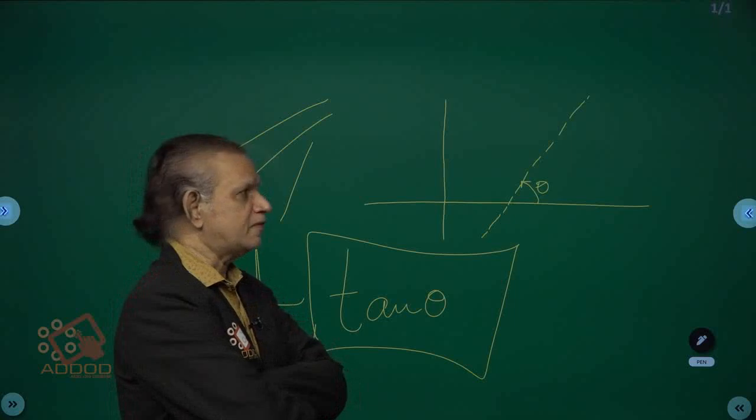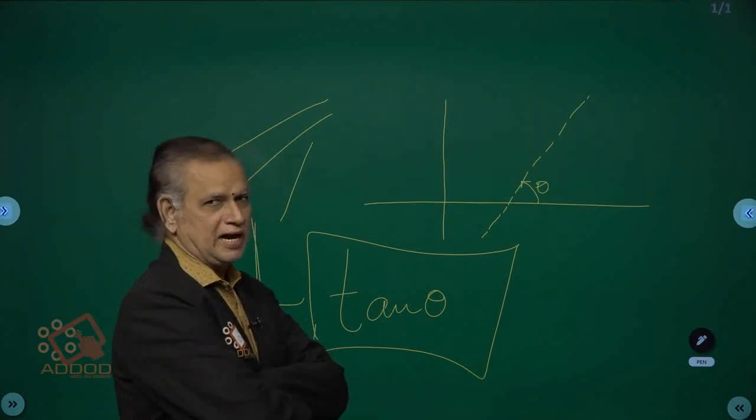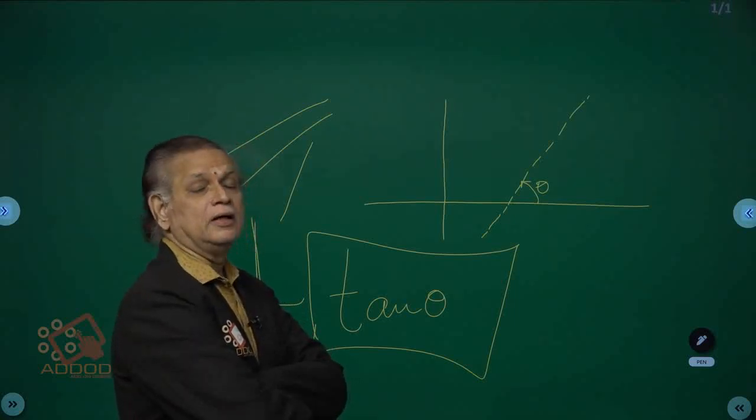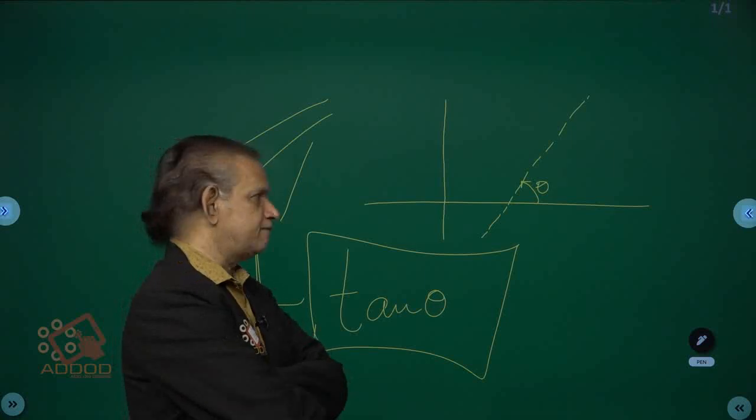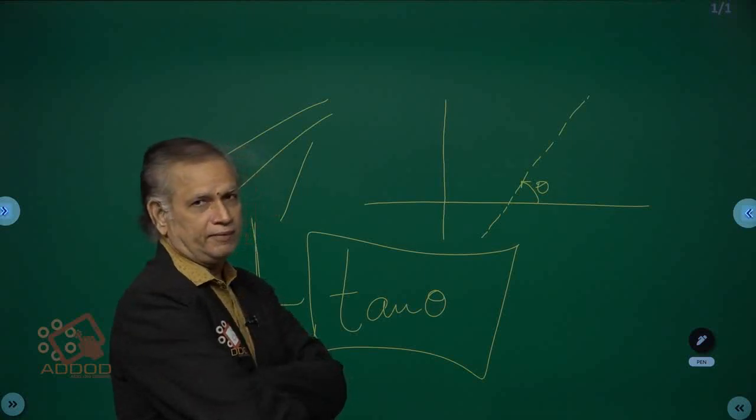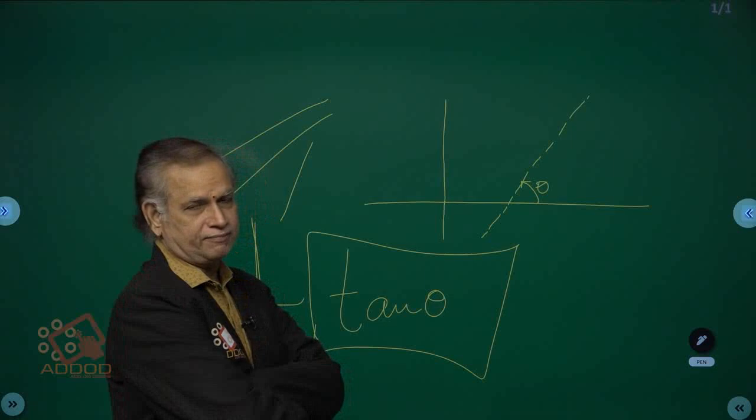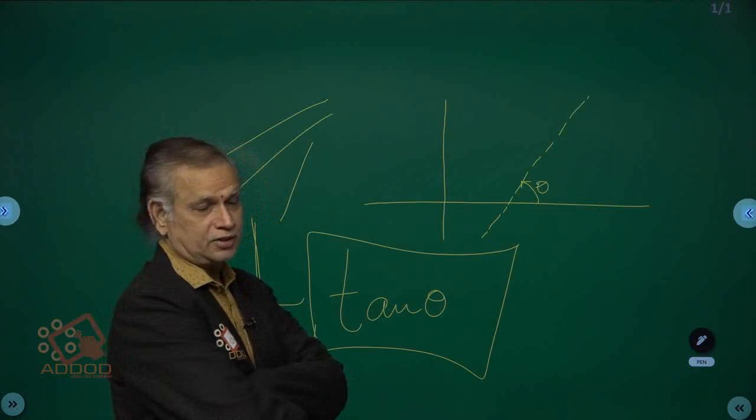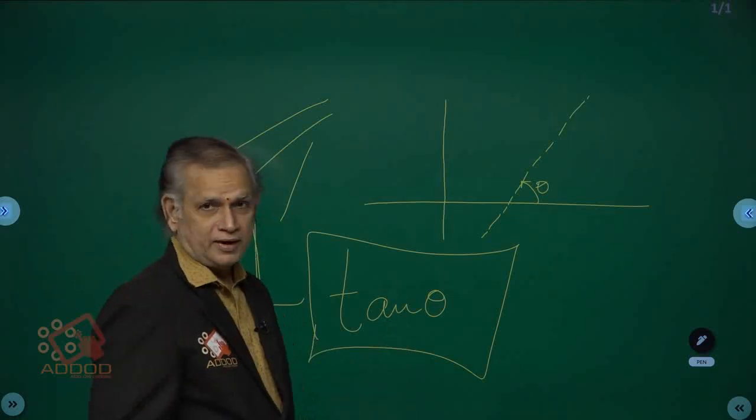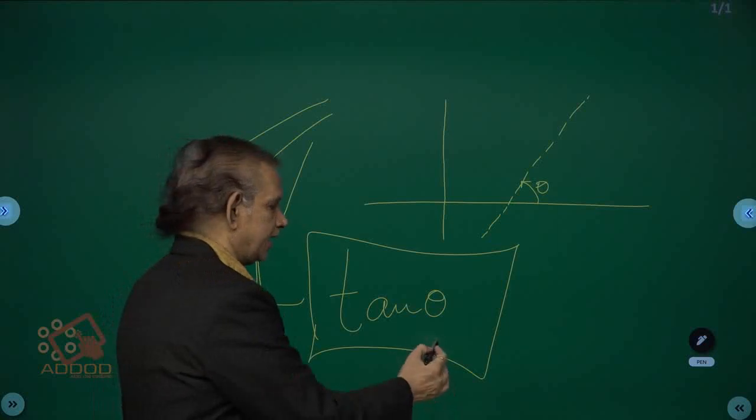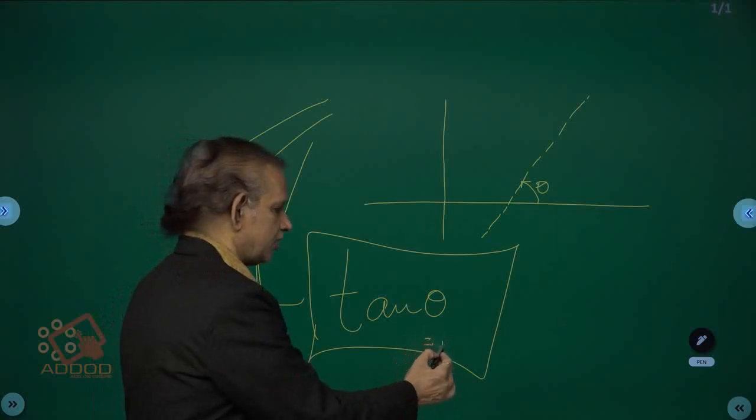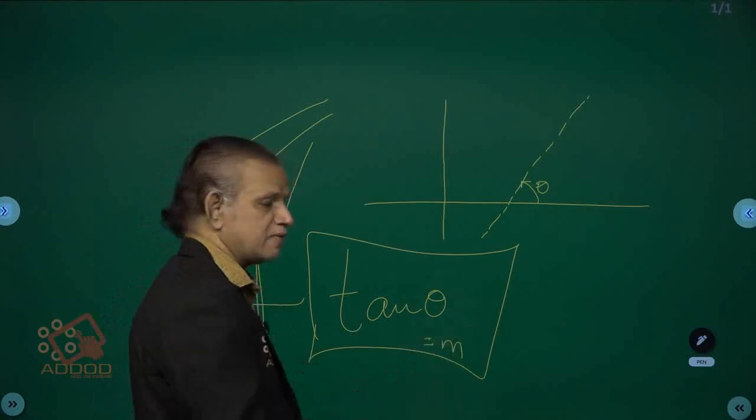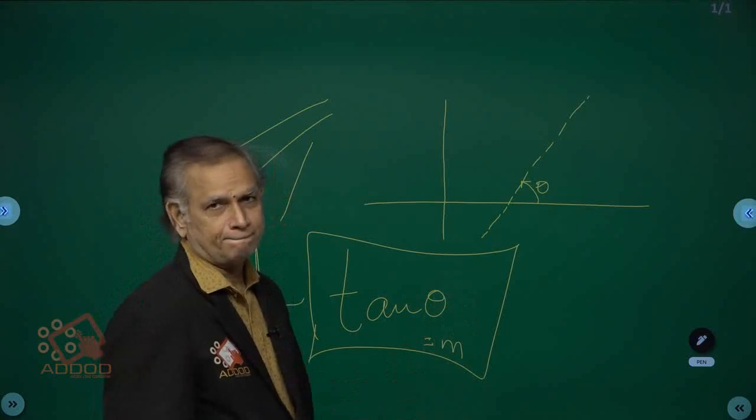So, the slope of a line, if you want to use it, must be non-vertical, and if theta is the angle made by the line with the x-axis in the positive direction, then tan theta is defined as the slope, and the most general letter to represent the slope of a line is small m.